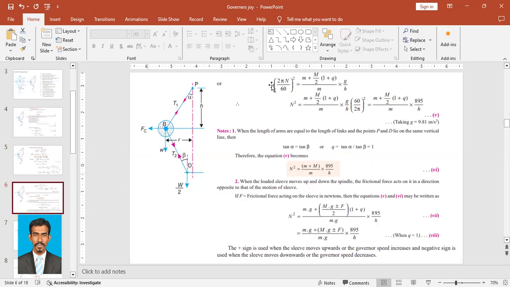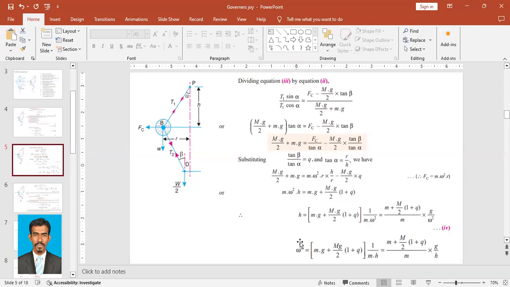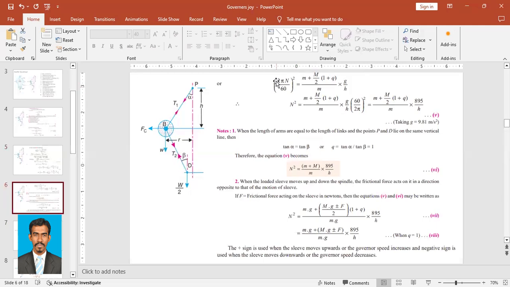Instead of omega, we know we can replace it with 2 pi n by 60. So I am replacing this omega with 2 pi n by 60 and the rest I will keep as it is. So 2 pi n by 60 whole squared is equal to small m plus capital M by 2 into 1 plus q upon small m into g by h.